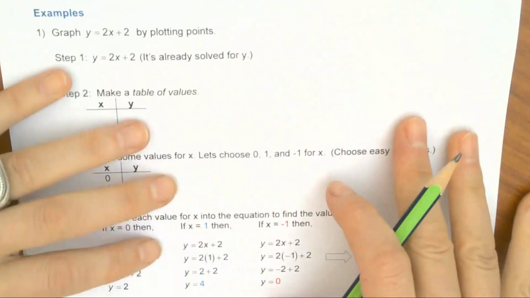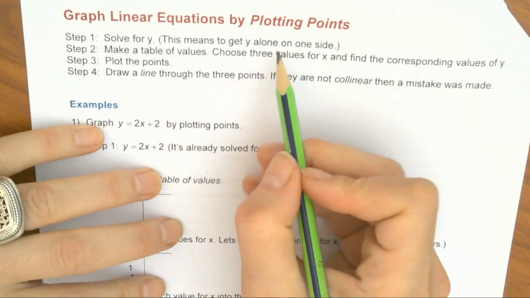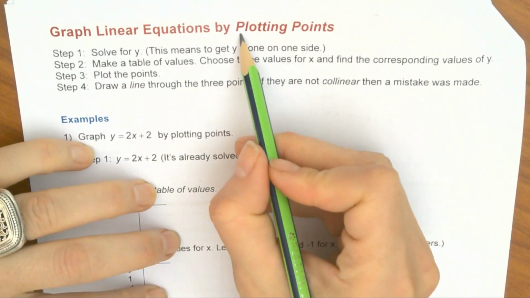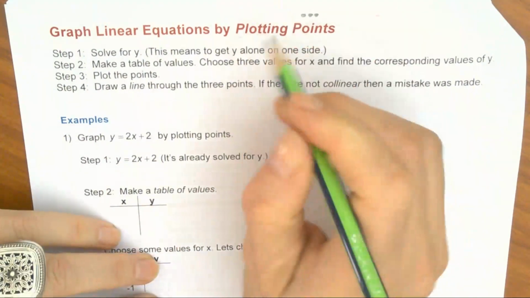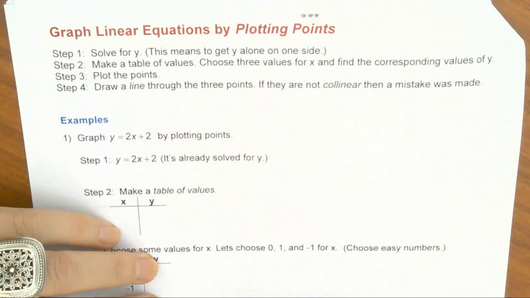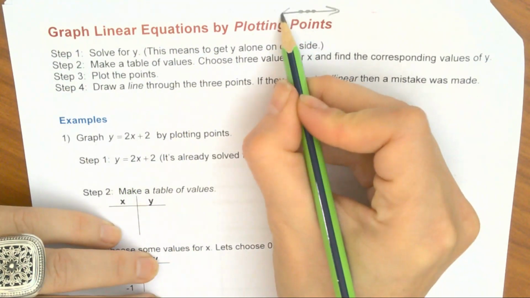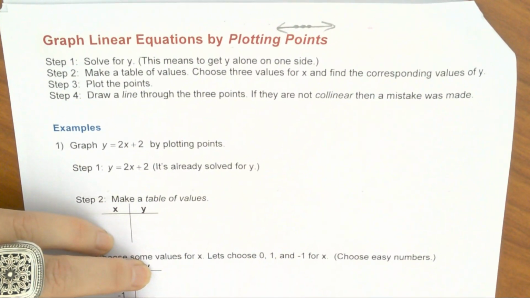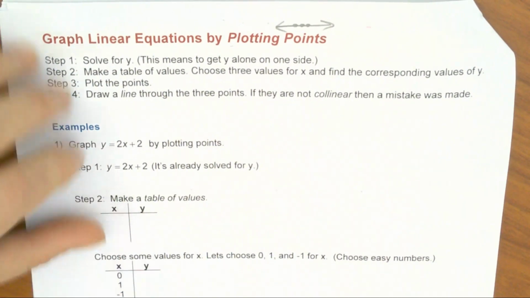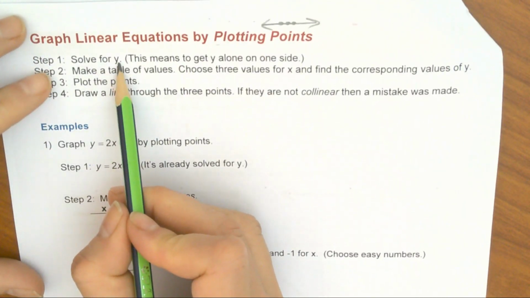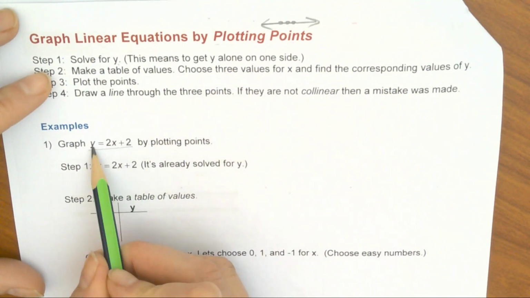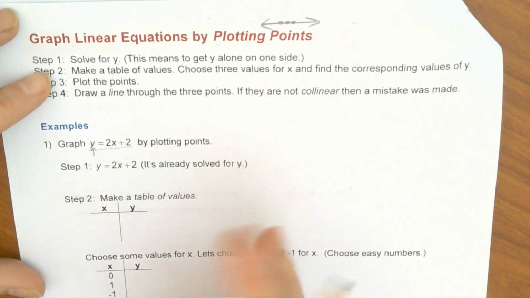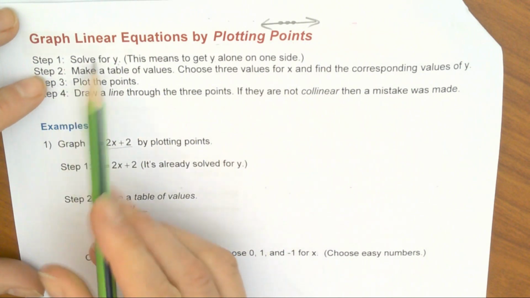So there's many different ways to graph linear equations, and I'm going to go through different ways to do it. So we can plot points. Plot points just means by putting points on the graph. I put the points on, and then I join it up, and it's a line. Okay? So the first thing that we do is we solve for y. That means to get y alone on one side. So see here, y is alone on this side. So it's already, step 1 is done.